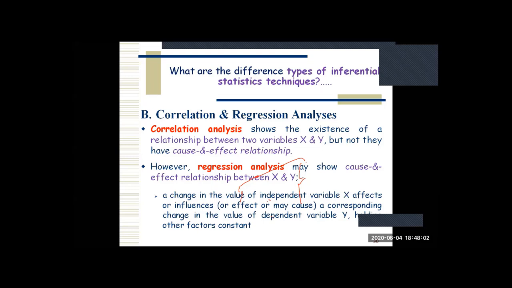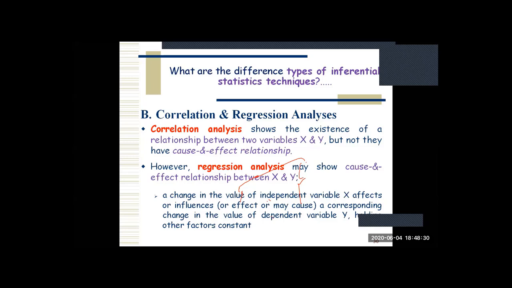The second statistical method is the use of correlation analysis and regression analysis. For your quick memory, the distinction between correlation and regression analysis: both of them measure the relation between variables, the relation between variable X and Y. Let's say, for instance, is there a relation between the blood pressure of individuals and the age of individuals?